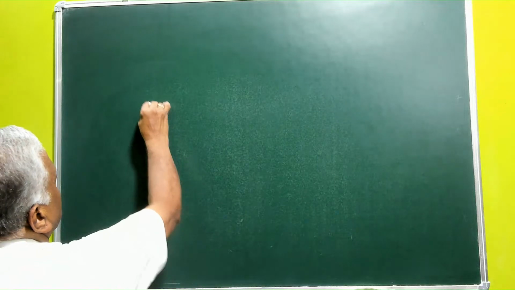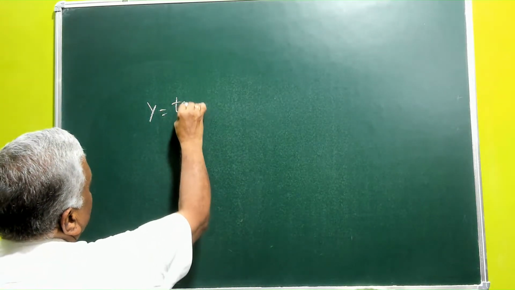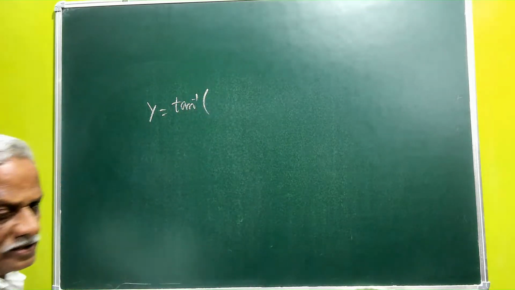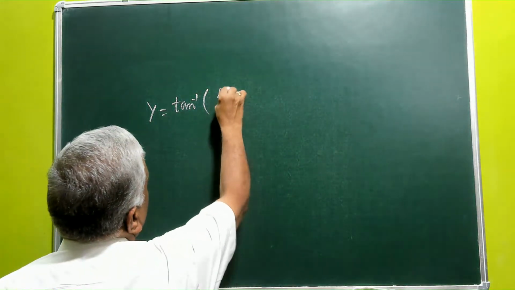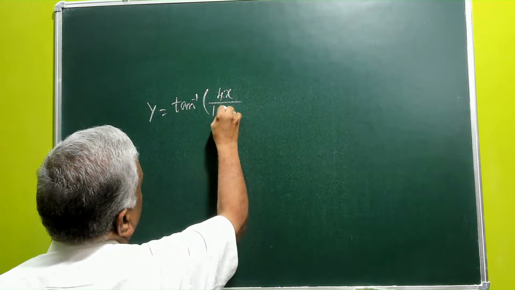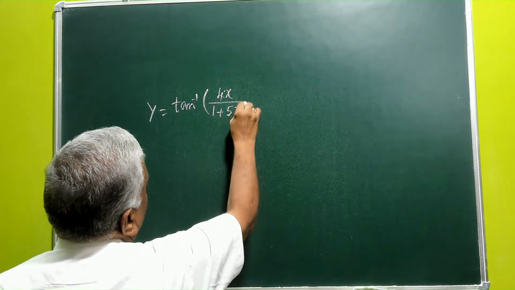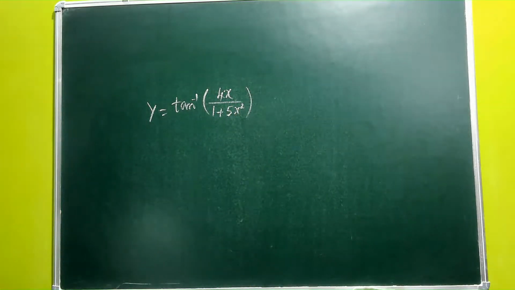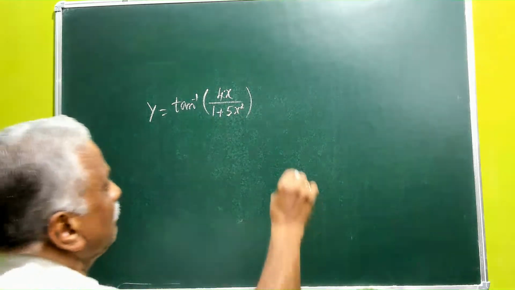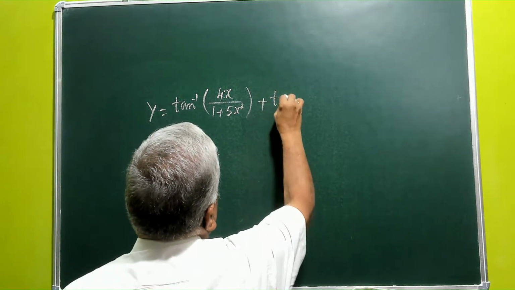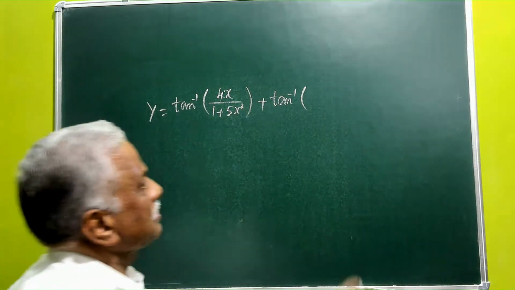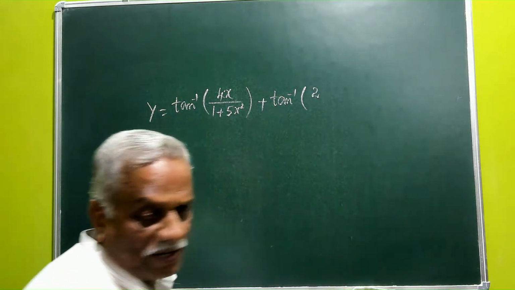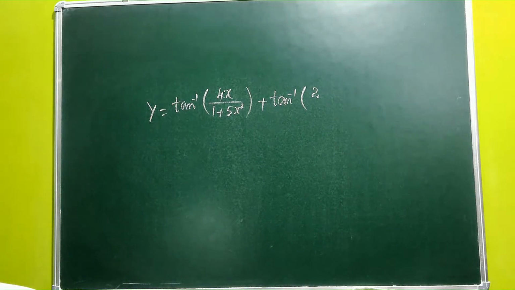The next problem. Y is equal to tan inverse of 4x over 1 plus 5x square. These problems you should have worked earlier. Otherwise, it is not possible to work it out in CET. The only thing is, if you worked it earlier, you can reduce some steps, that's all. If you have not worked it earlier, it is not possible.